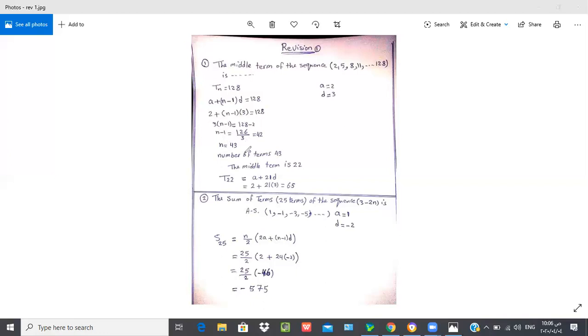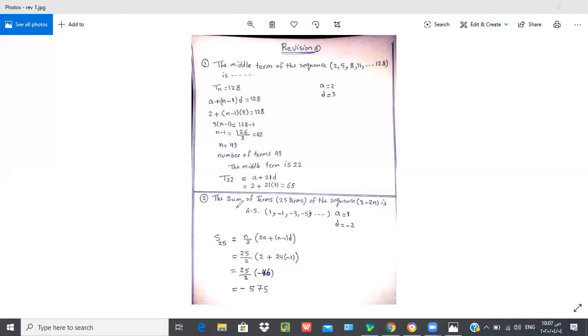He wants you to find the middle term. Okay, the middle here is not 21. If you divide 42 by 2, it will be 21, but I have 43 terms, so the middle one is 22. So he wants you to find T22 equals a plus 21d. If you substitute using the calculator, you will find it is 65.